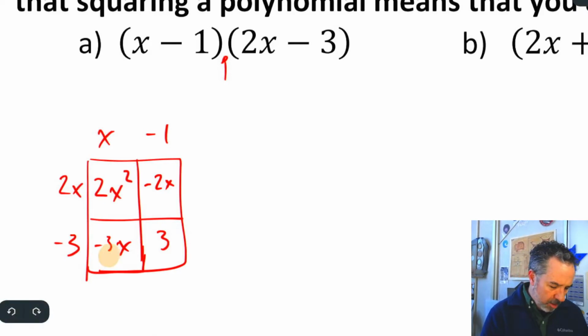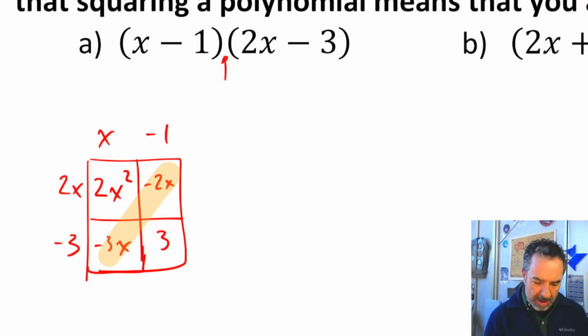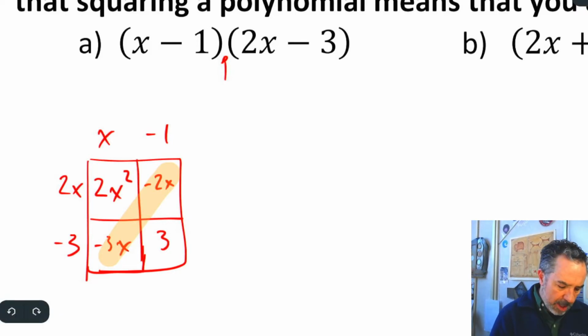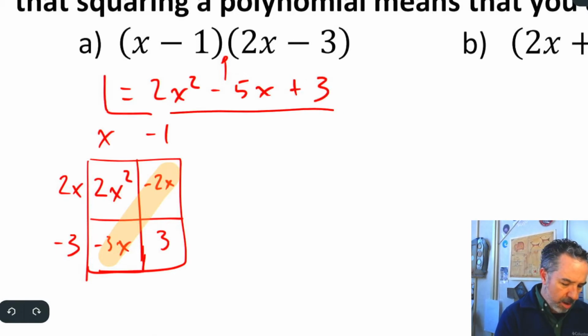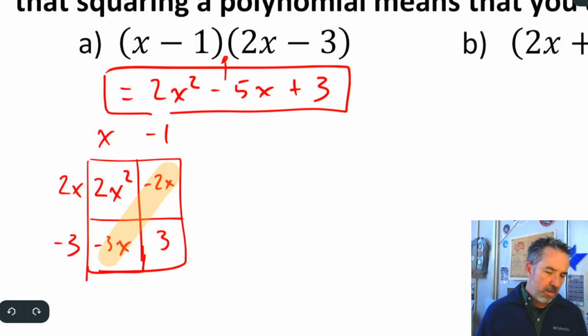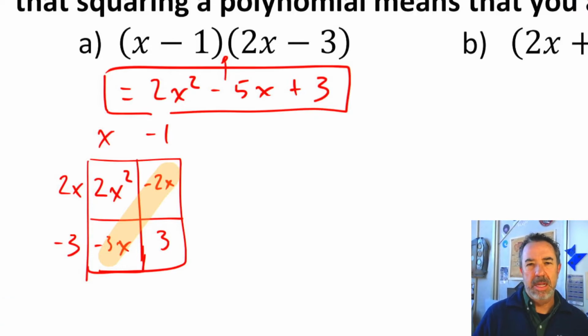Two of them are like terms, right? I can combine the x's. So I've got a -3x and a -2x. So my final answer would be that the product of these binomials, when I multiply them, is equal to 2x squared minus 5x and then plus 3. So this is what we're looking for. That is the product there written as the sum of the pieces. Simplified. Let's go to the next part.